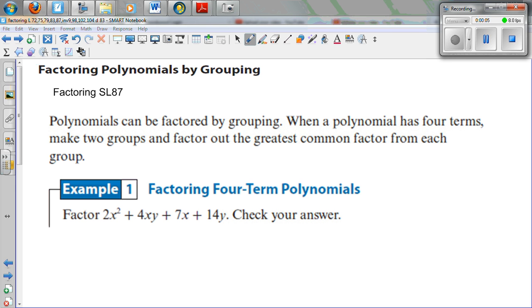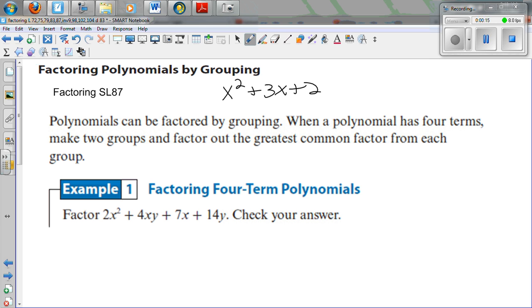Factoring polynomials by grouping. Up until now, we've had either 3-term polynomials, or trinomials, like x squared plus 3x plus 2, or we've had some that have been 2 terms, like the difference of squares. But now we're going to deal with 4-term polynomials, because most polynomials over 4 terms aren't necessarily factorable, so 4 terms is about all we deal with.